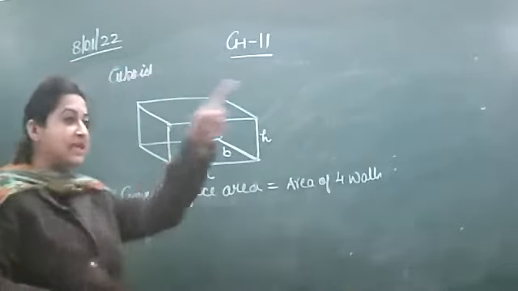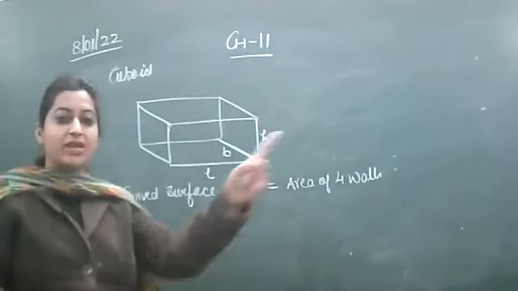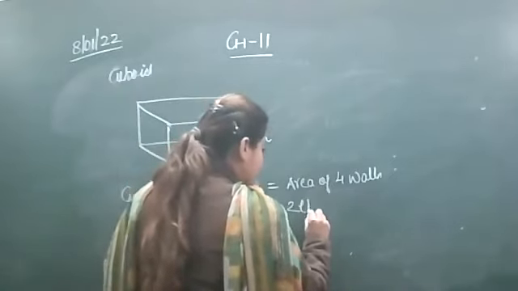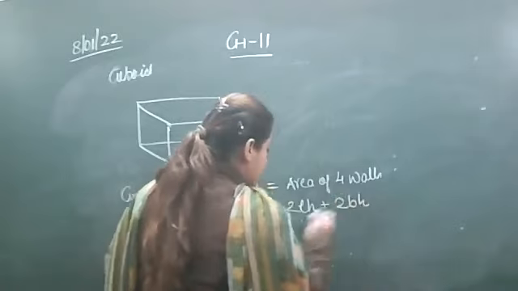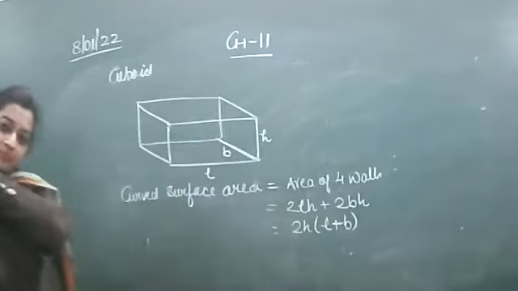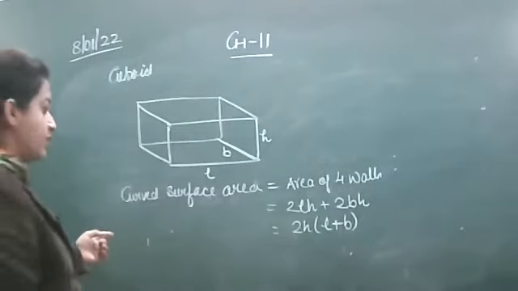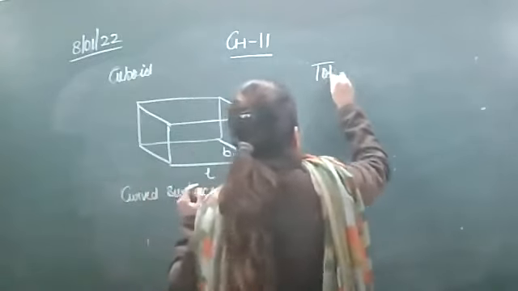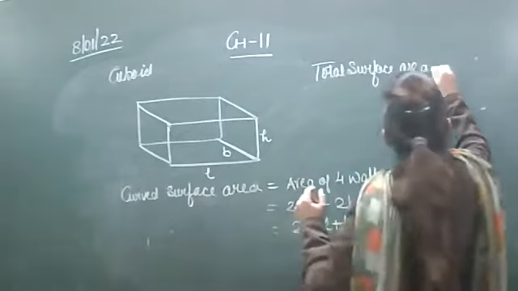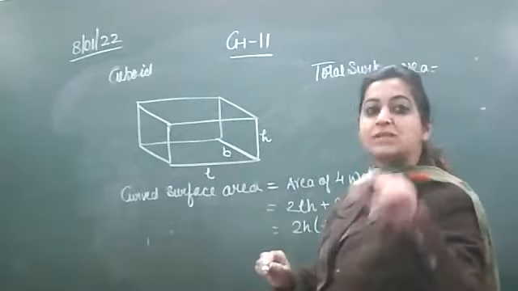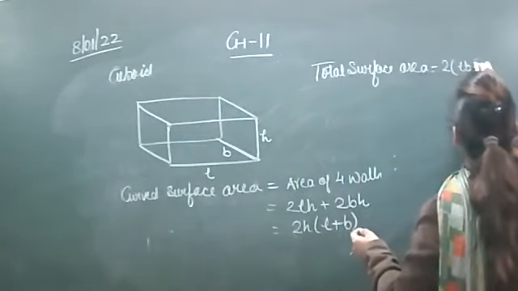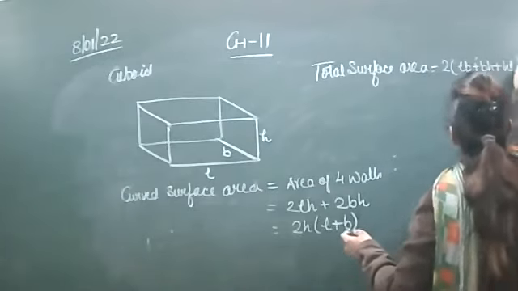तो अब आप जब यहाँ पे लेंथ इंटू हाइट लोगे, उसका ट्वाइस हो जाएगा. ब्रेड्थ इंटू हाइट लोगे, उसका ट्वाइस हो जाएगा. So that will be 2LH plus 2BH. Take 2H common, that will be 2(L plus B) into H. That is curved surface area. Another one is total surface area. This you have to learn. Total surface area, in which you will add all the four walls plus area of the base and area of the ceiling. So you will write here twice of (LB plus BH plus HL).